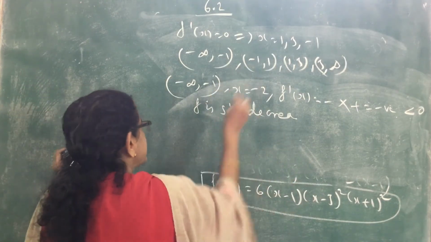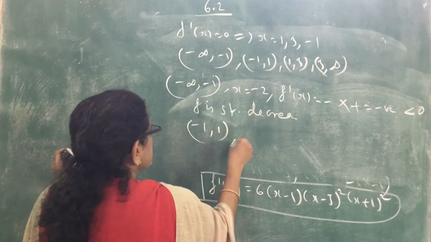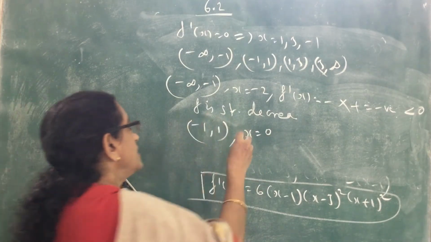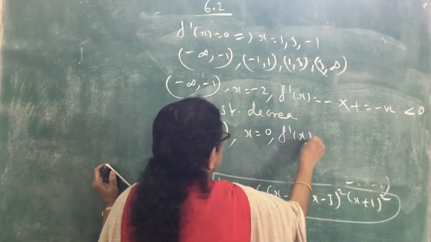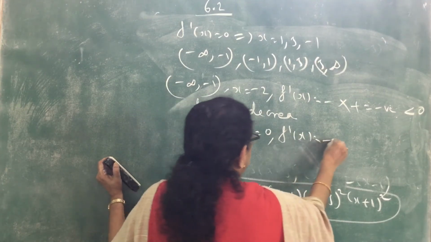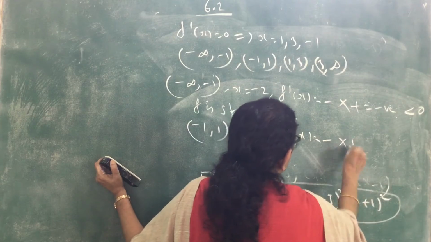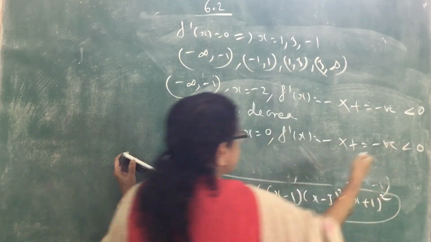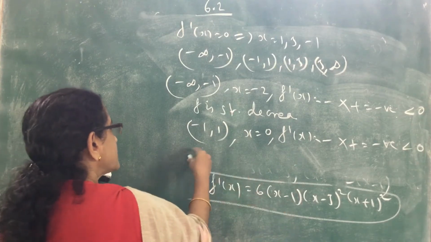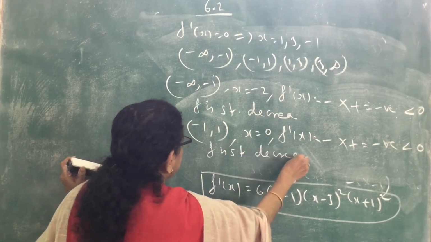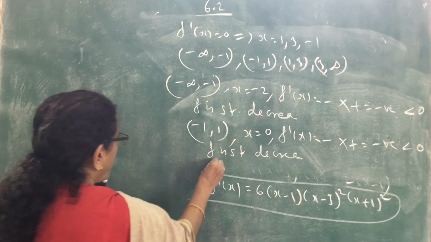Now consider the next interval, minus 1 to 1. So we can put x equal to 0, which is in the interval minus 1 to 1. So what is f'(x)? See, 0 minus 1, that is negative, and the others will all be positive. So we get negative, that is less than 0. f'(x) is less than 0, therefore f is strictly decreasing.